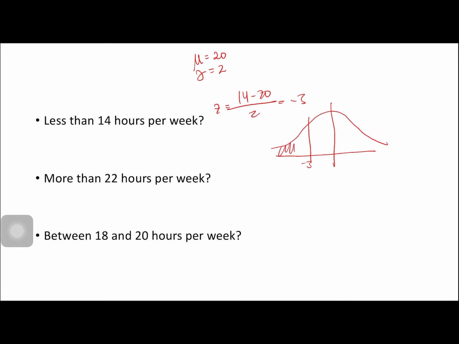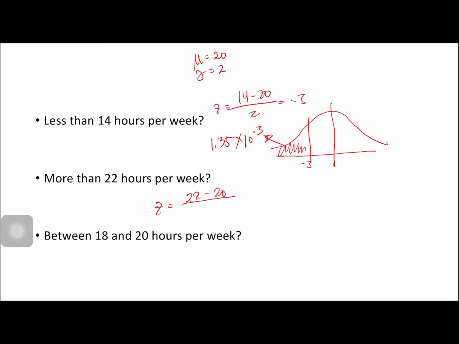So that is less than 14 hours per week. So we have here our normal curve. -3 is here. Then less than that, that is at the left of -3. So that would be R of 3. We have 1.35 times 10 to the -3.